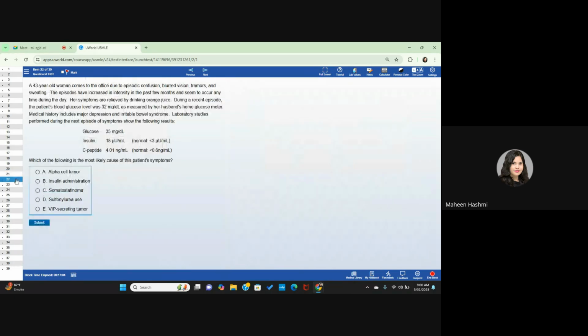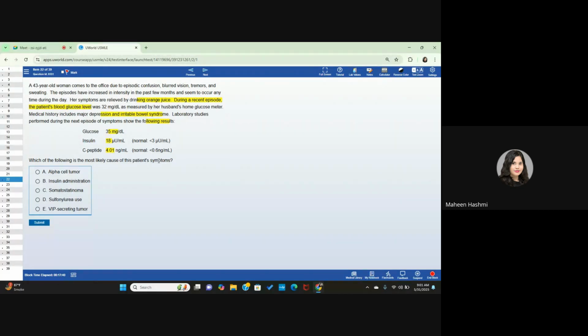All right. Next question. Last question for today. Okay. So during a recent episode, the patient's blood glucose level was 32, as measured by her husband's home glucose meter. Medical history includes major depression and IBS. Laboratory studies were performed during the next episode of symptoms with the following results. So glucose is 35. Insulin is 18, so it's high. C-peptide is 4.01. All right. Which of the following is the cause of the patient's symptoms?